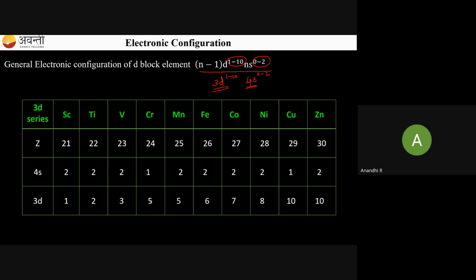But you see chromium, so we are supposed to get 3d4 and 4s2. We should get 3d4 and 4s2, right? So this is the expected configuration for chromium. But instead of this, we are getting 3d5 and 4s1. Why is the observed configuration 3d5 and 4s1? Can anyone tell me? Why is the observed configuration 3d5 4s1 instead of 3d4 and 4s2?